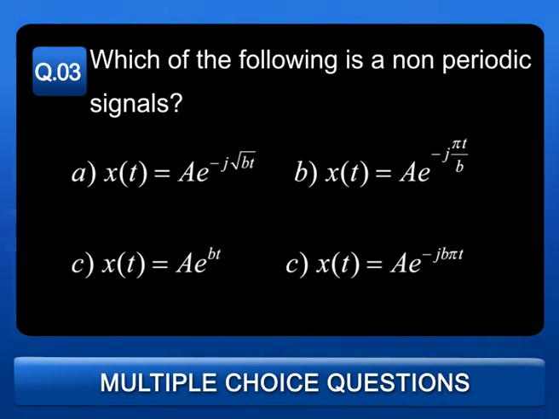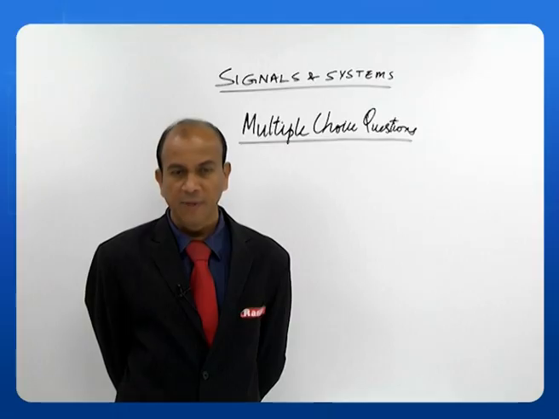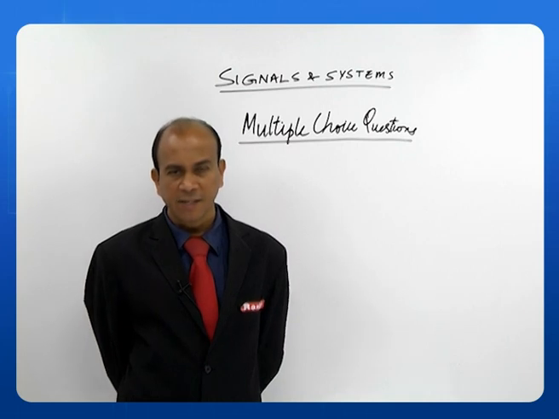A, x of t is equal to a e to the power of minus j under root bt. B, x of t is equal to a e to the power of minus j pi t by b. C, x of t is equal to a e to the power of bt. D, x of t is equal to a e to the power of minus j b pi t. The answer is simple: C.